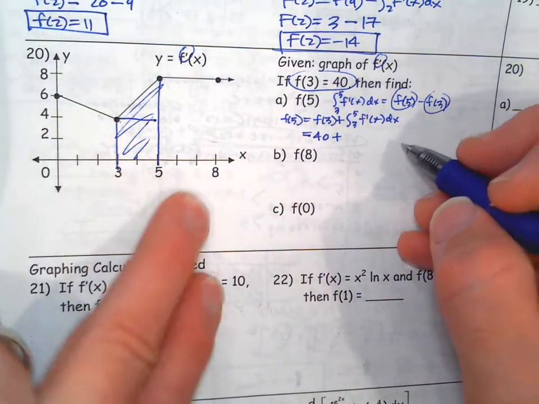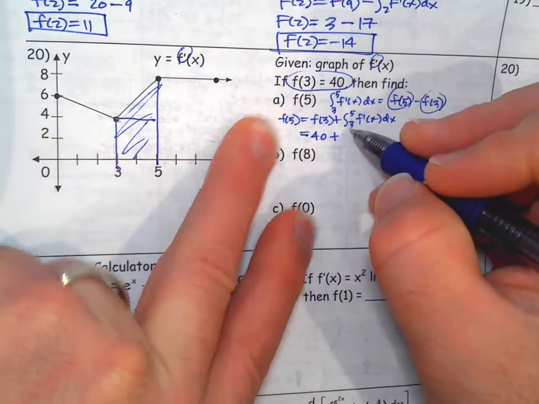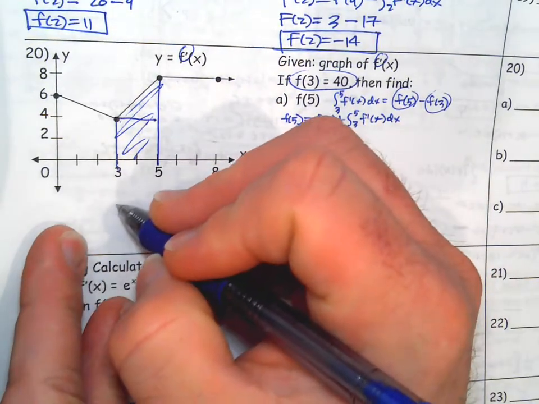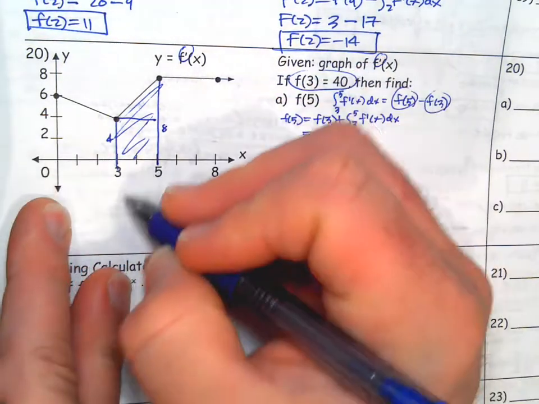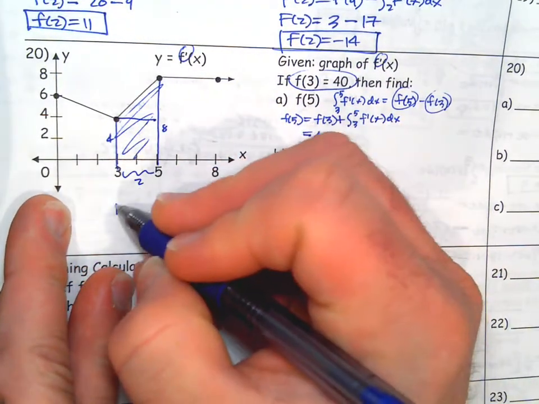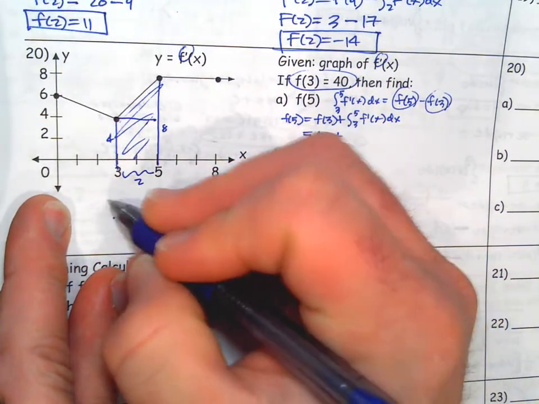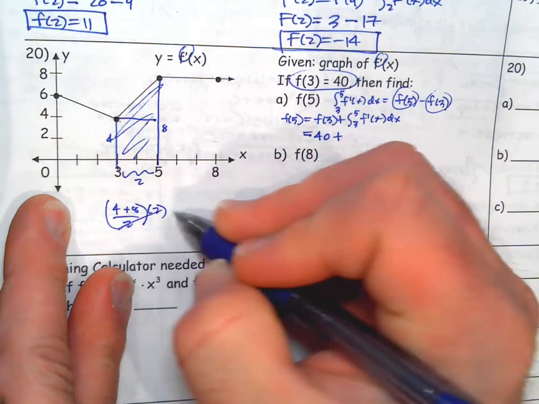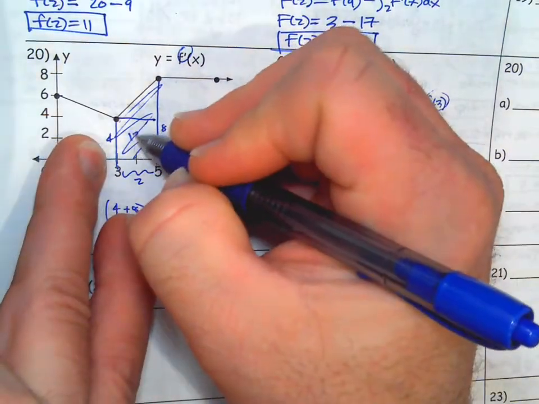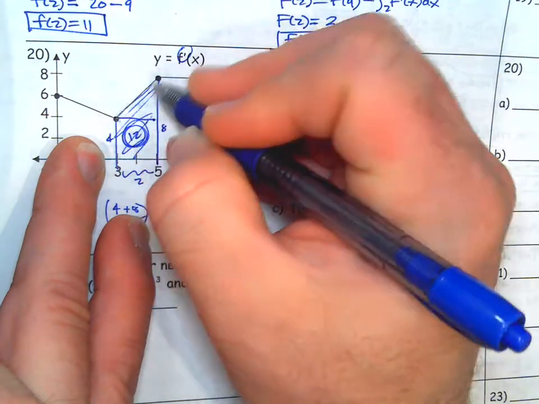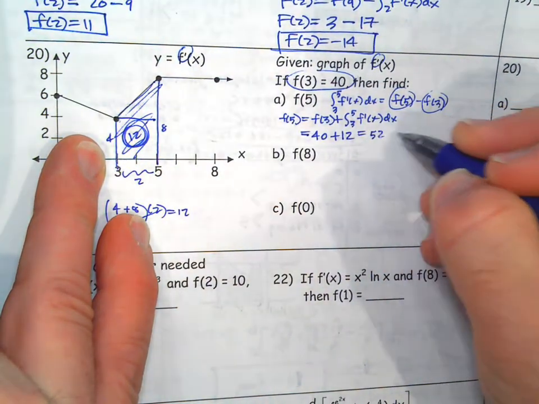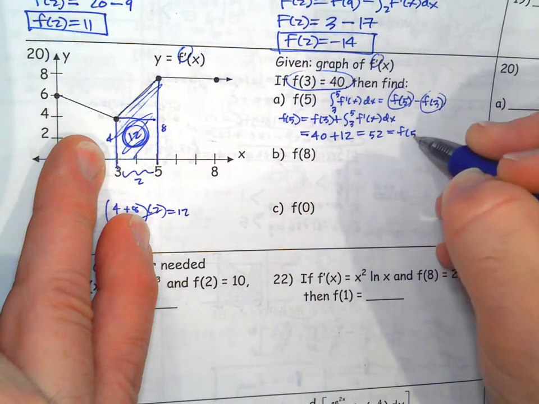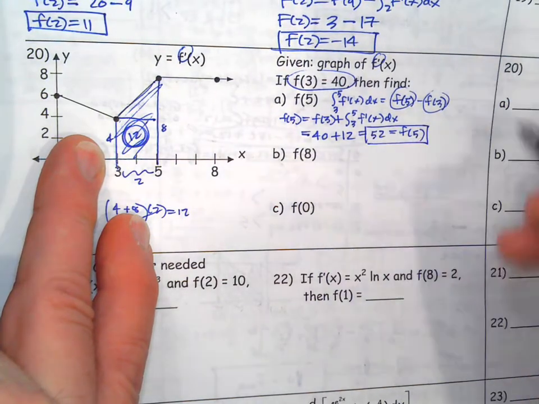but that's up to you. I'm going to just show the work down here. Average of the bases, 4 and 8. Height is 2. Average of the bases times the height is 12. So this whole thing is 12, so it's going to be 52 is f of 5. Okay.